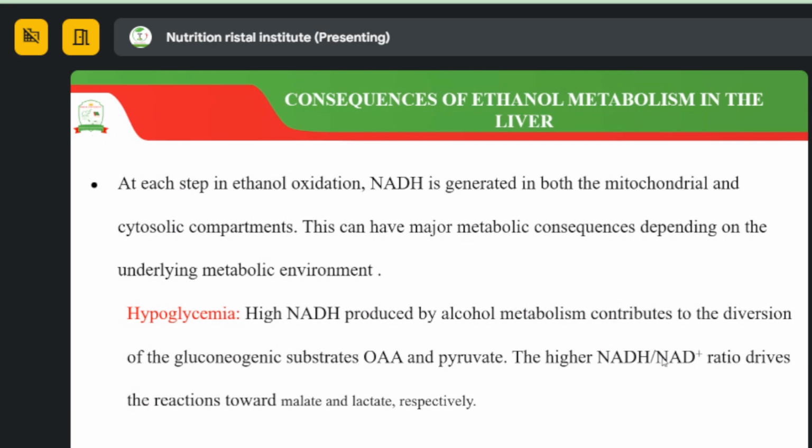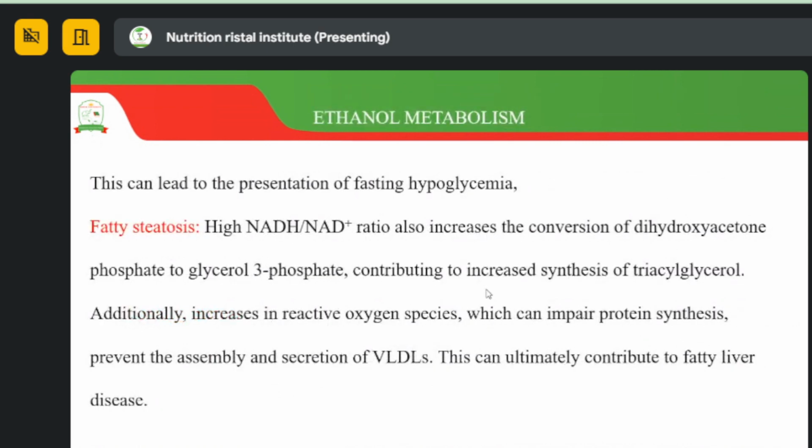Now, the higher NADH to NAD plus ratio here drives the reaction towards malate and lactate respectively. So in such a case, if you have higher levels of oxaloacetate in your body, you get into the cycle of malate. And then pyruvate results in formation of lactate, which in turn can continue into gluconeogenesis and form glucose. Now, ethanol metabolism here can lead to the presentation of fasting hypoglycemia.